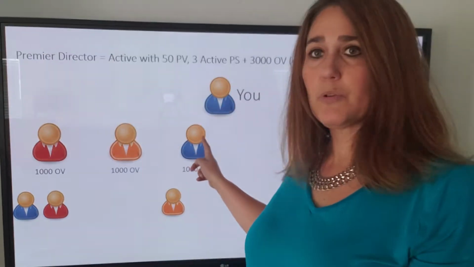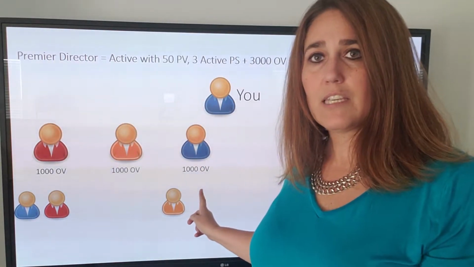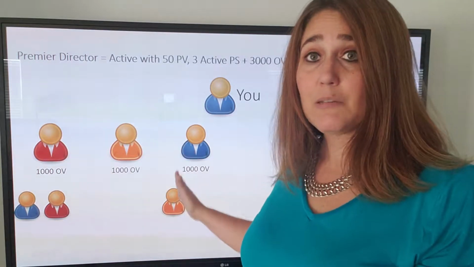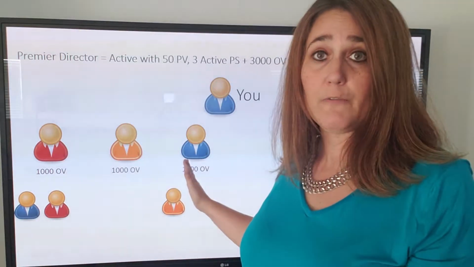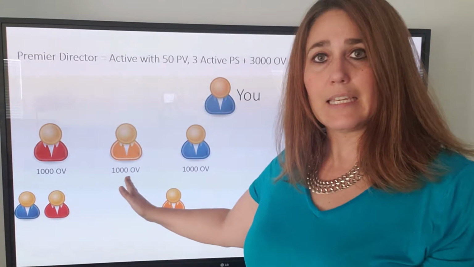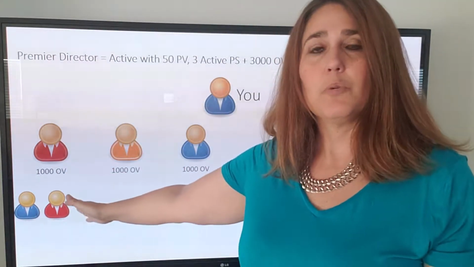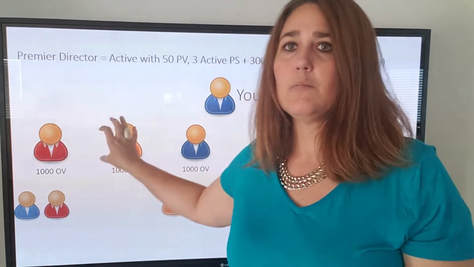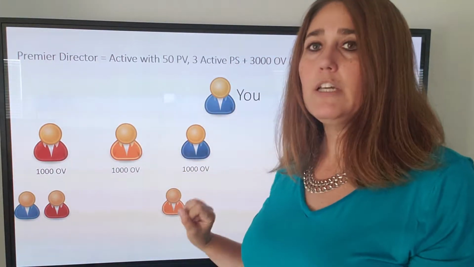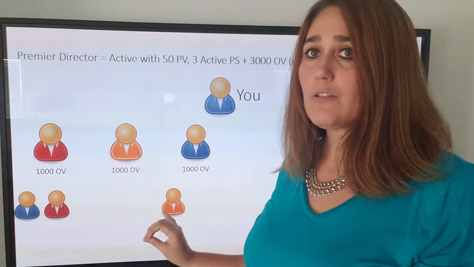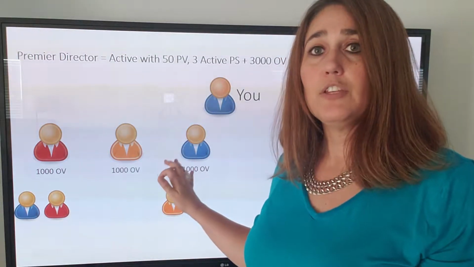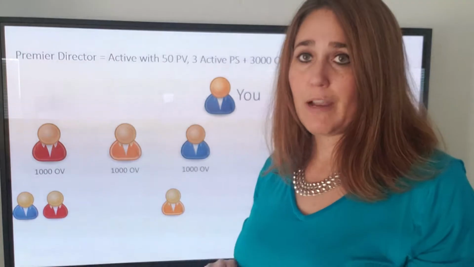Okay, so this person here with their teammate is a leg, and so whatever their entire team makes would be OV for them. And then you've got a second leg here and then a third leg here with a couple people under it. So the OV is for that team, this team, and that team. So once you get 3,000 OV amongst your teams, then you become a Premier Director.